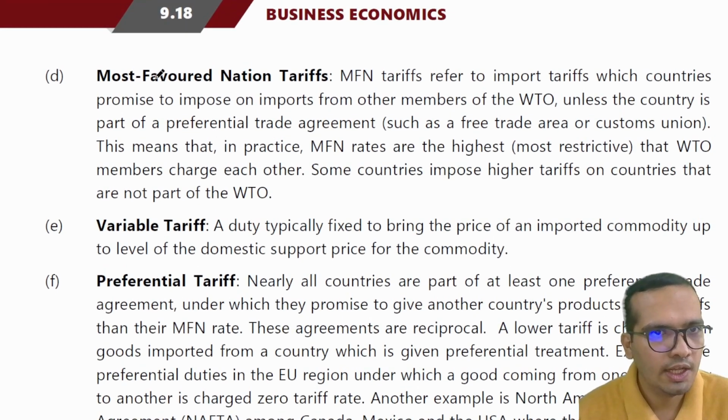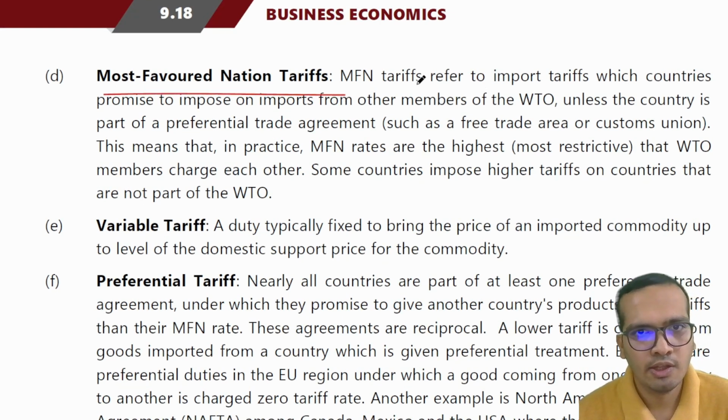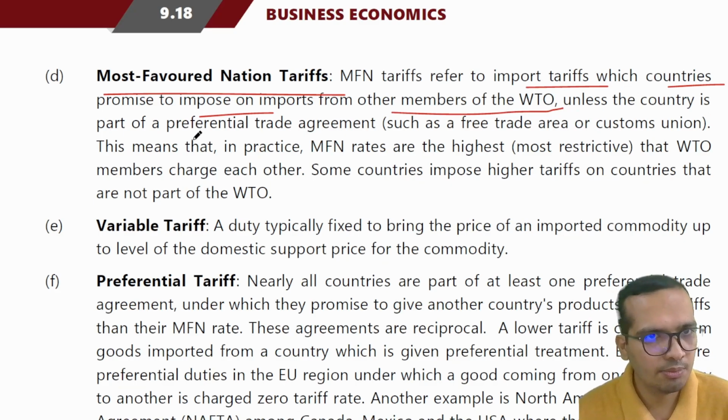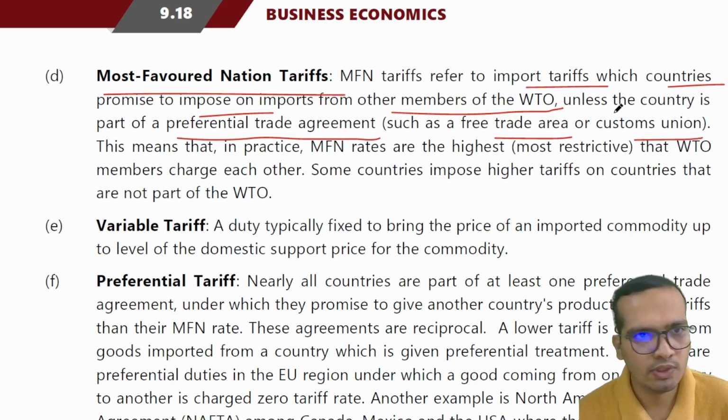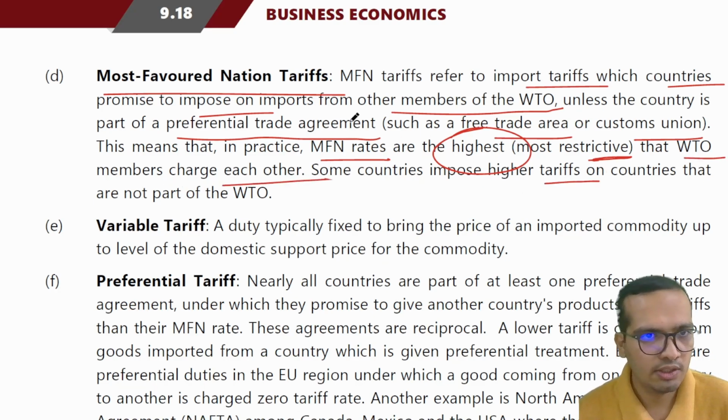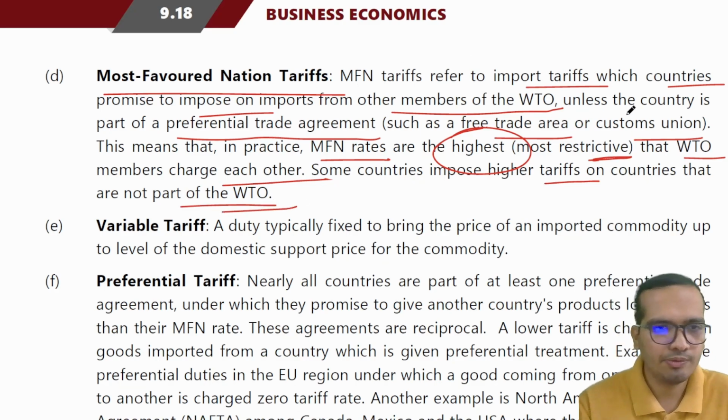फिर आता है मोस्ट फेवर्ड नेशन टैरिफ. MFN tariff refers to the import tariff which countries promise to impose on imports from other members of the WTO unless the country is a part of a preferential trade agreement such as a free trade area or customs union. This means that in practice MFN rates are the highest, most restrictive that WTO members charge with each other. Some countries impose higher tariffs on countries that are not part of WTO. मीन्स नॉन मेंबर्स को हायर भी चार्ज करता है कोई.